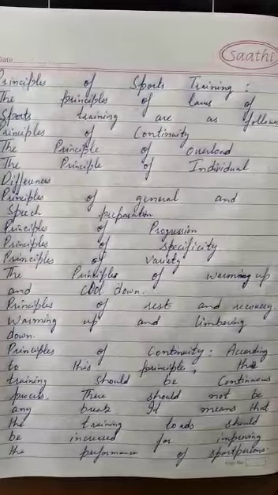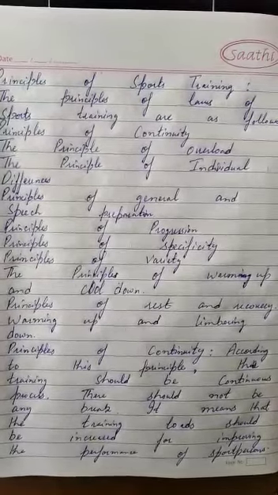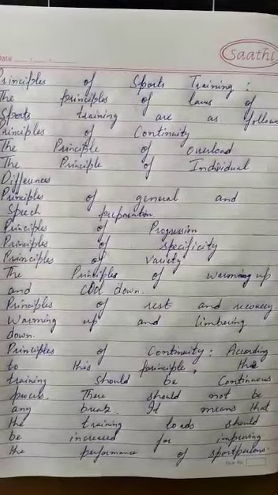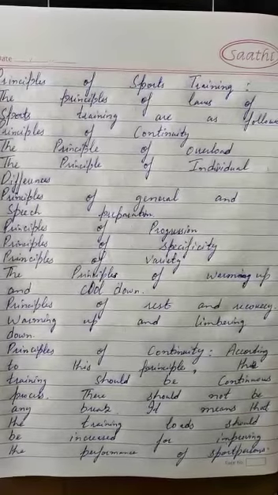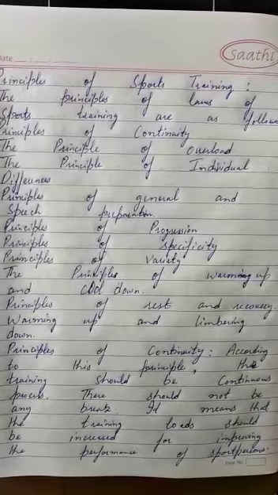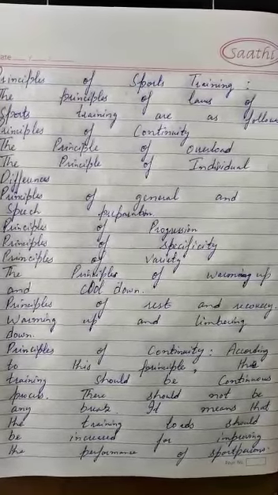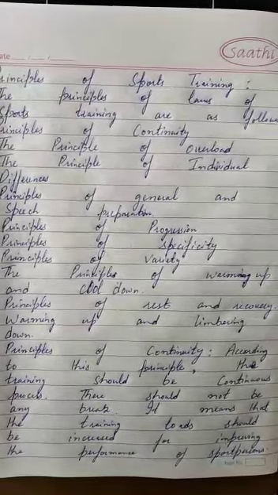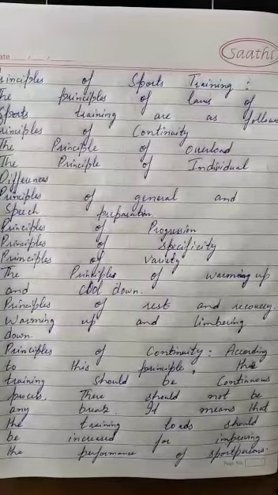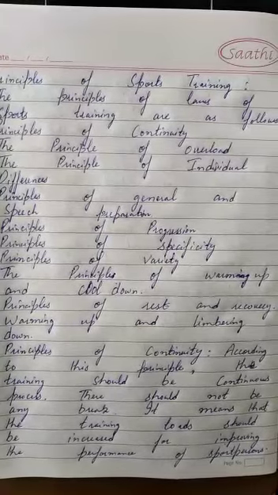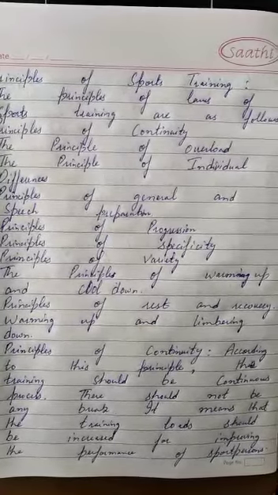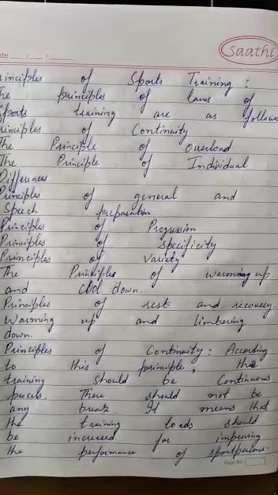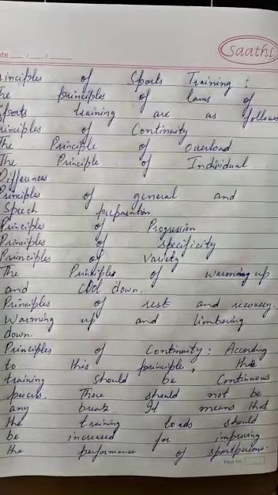First principle of sports training is the principle of continuity. Next principle of sports training is the principle of overload. Next principle of sports training is the principle of individual differences. Next principle of sports training is the principle of general and specific preparation. Next principle of sports training is the principle of progression.